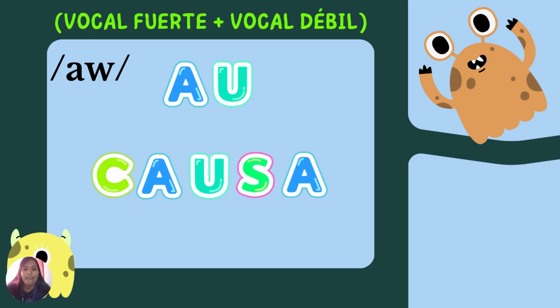Siguiente. Tenemos A más U. Au, au. So for example, we identify that this diphthong appears at the beginning of the word, right? So we have the first three letters, then we blend the word, and then we have two letters rest. So we are gonna say causa, causa, causa.